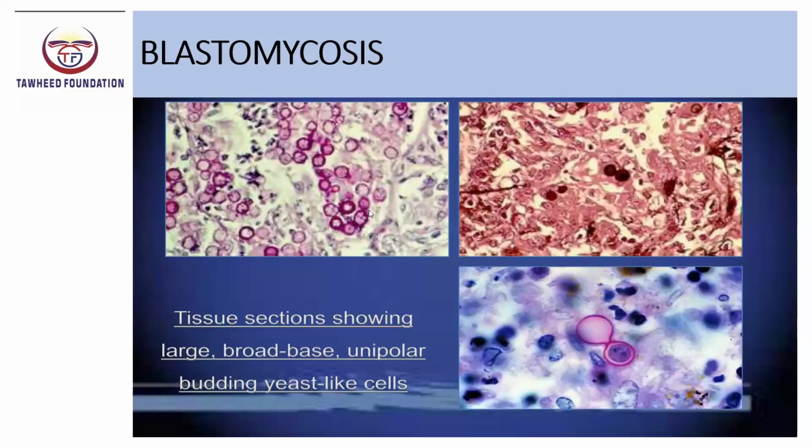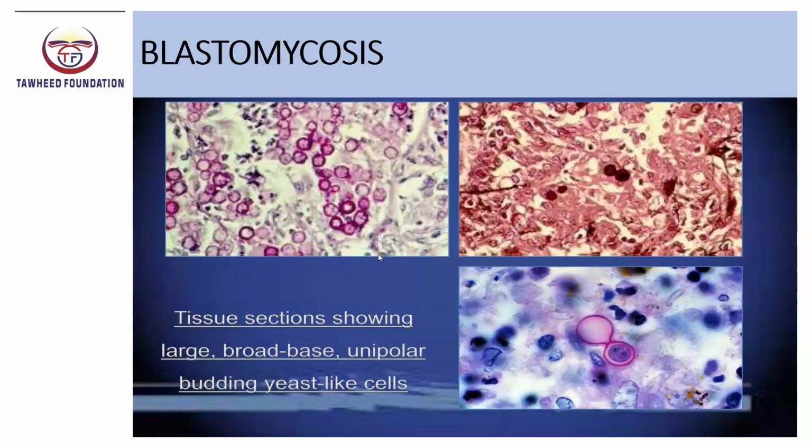For laboratory diagnosis in tissue biopsy specimens, thick-walled yeast cells with single broad-based buds are seen microscopically. Hyphae with small pear-shaped conidia are visible on culture. The skin test lacks specificity and has little value. Serological tests have little value compared to other tests. This is a diagrammatic representation of tissue sections showing large, broad-based unipolar budding yeast-like cells.